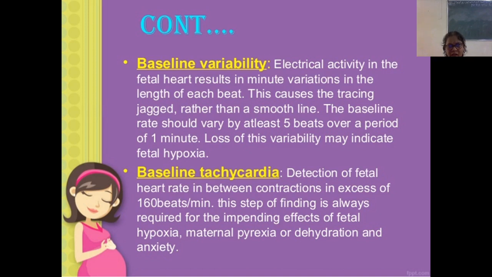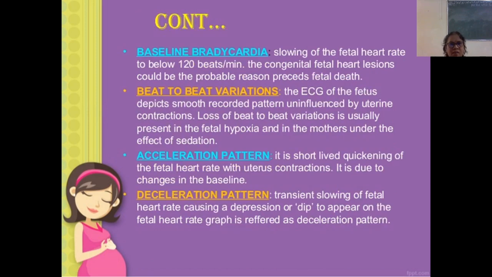Then baseline tachycardia. Detection of fetal heart rate in between contractions in excess of 160 beats per minute. This finding is always required for the impending effects of fetal hypoxia, maternal pyrexia, or dehydration and anxiety. Then baseline bradycardia. Slowing of the fetal heart rate below 120 is called baseline bradycardia. Congenital fetal heart lesions could be the probable reason, and it precedes fetal death.